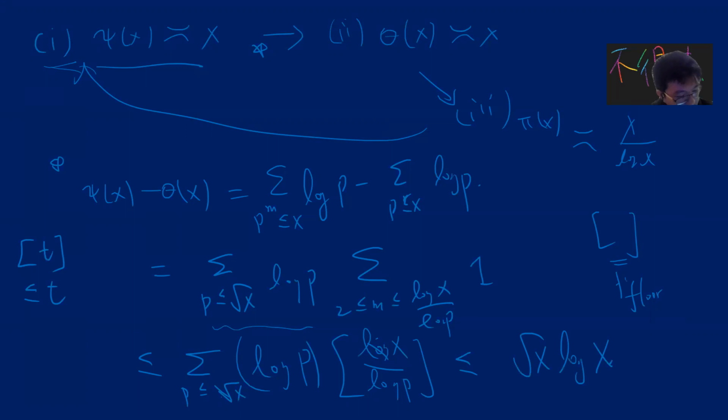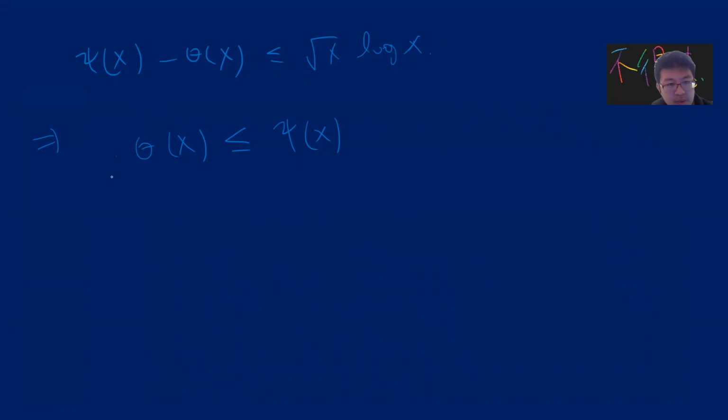Okay, which just tells me that psi of x minus theta of x is basically less or equal to square root of x log x. And obviously we get some conclusion that theta of x is first less than or equal to psi of x, which is trivial, right? But theta of x is also greater or equal to psi of x minus square root of x log x.